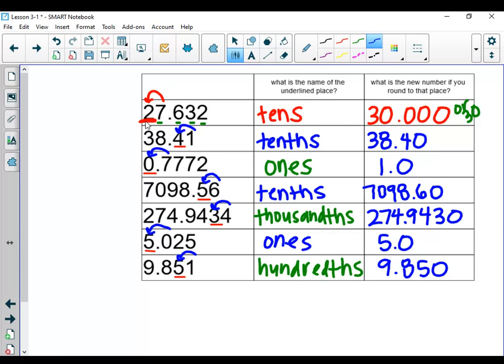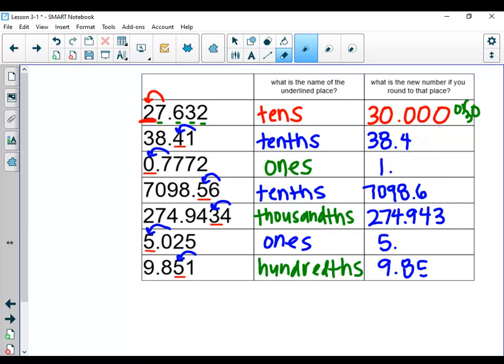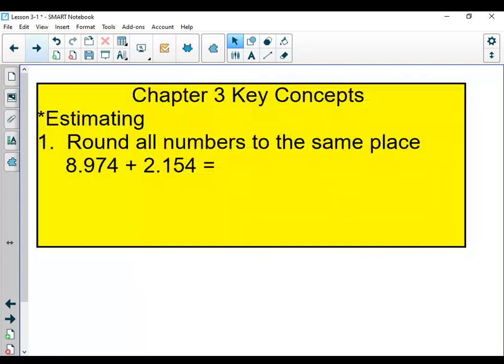Same thing. I changed the numbers after it to zeros, but you might be thinking after the decimal, the 0 doesn't matter, and that is okay too. Hopefully that has refreshed your brain from 5th and 6th grade rounding, because we are going to need that for strategy 1 of estimating.